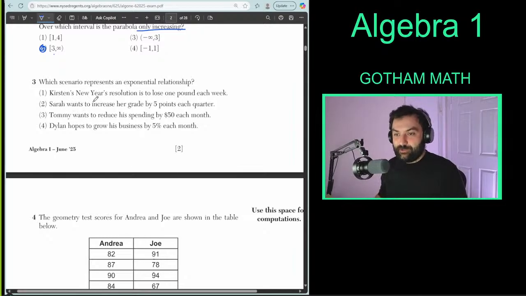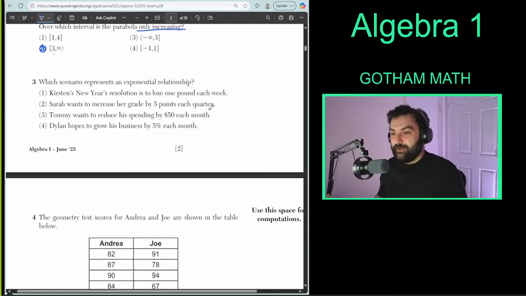Kirsten's New Year's resolution is to lose 1 pound each. Oh my God. Really? Are you gonna put something like this on the test? To lose 1 pound each week. 1 pound of what? 1 pound of what?